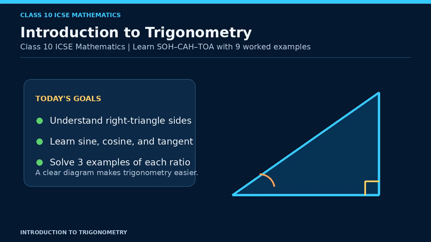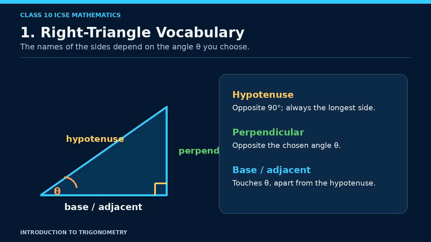The word trigonometry means the study of relationships between the angles and sides of triangles. At this level, we mainly work with right-angled triangles, which contain one angle of 90 degrees. Trigonometry is useful whenever a direct measurement is difficult. For example, it can help estimate the height of a building from its shadow, the distance across a river, or the angle at which a ramp rises.